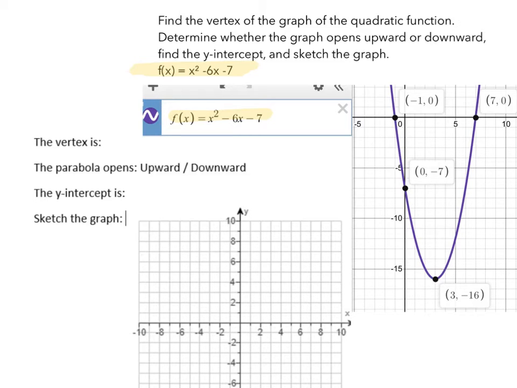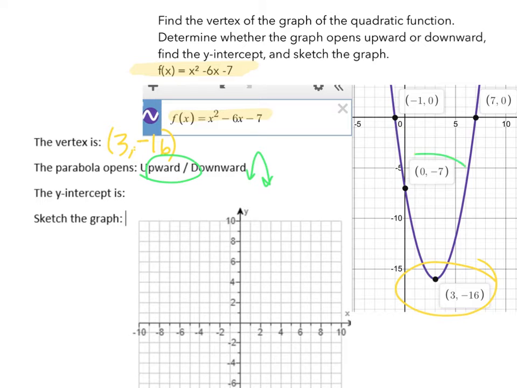So I can easily tell the vertex. The vertex is right here: (3, -16). Done. The graph opens up. This one is an up. If it were down, it would go this way.